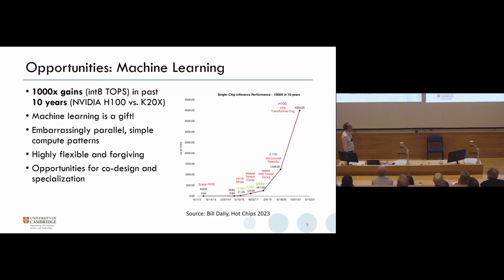Machine learning, I think, has been a gift for computer architects. So it's a really interesting, forgiving workload. It's embarrassingly parallel, really simple compute patterns that we can evaluate at compile time, highly flexible and forgiving. For a given model, there's a sort of infinite range of model architectures, optimizations we can make at the model level, lots of optimizations for code design. People have made huge leaps forward in quantization and specialization of hardware. This is from Bill Dally's excellent Hot Chips talk, where he talks about 1,000x improvements in inference performance over the last 10 years. So it's a really interesting workload, and it's sort of come at the right time, I think.